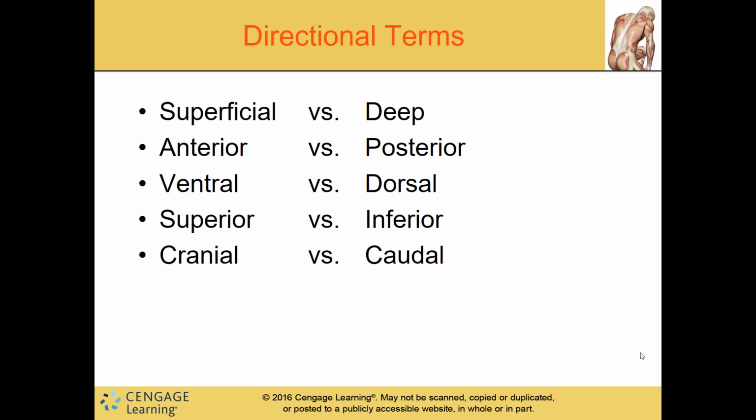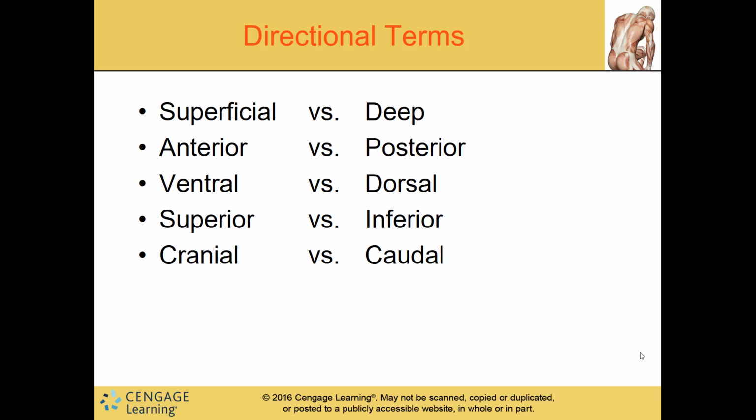All right, so directional terms, we're going to show two opposing. So we have superficial versus deep. Remember, superficial is going to be on the surface, and then if something or a protrusion goes inward deeply, that would be deep. Anterior versus posterior. Remember, we're starting at the front for anterior, moving back. Posterior, we're starting in the back, moving forward.